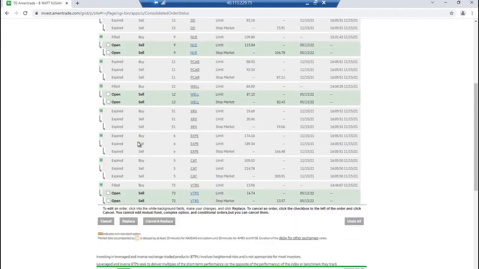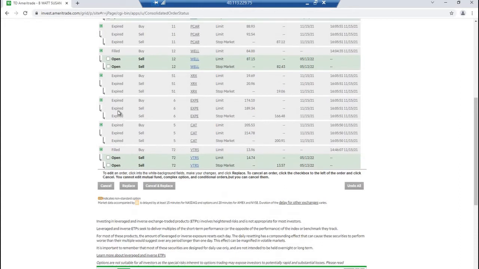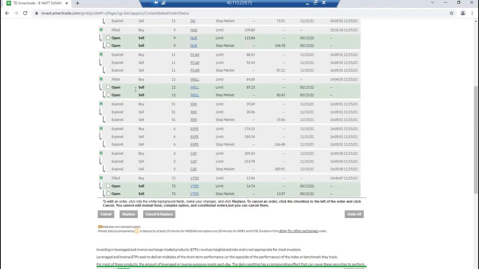We can see though that it's placed these 3-part orders. Once they expired, some did not hit the target price that I set for my limit order, but this one did. So now we bought this at $84. We've got a sell limit at $87.15 and a stop market at $82.43.